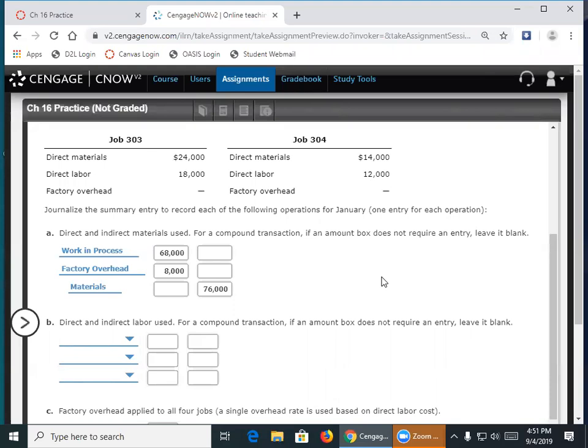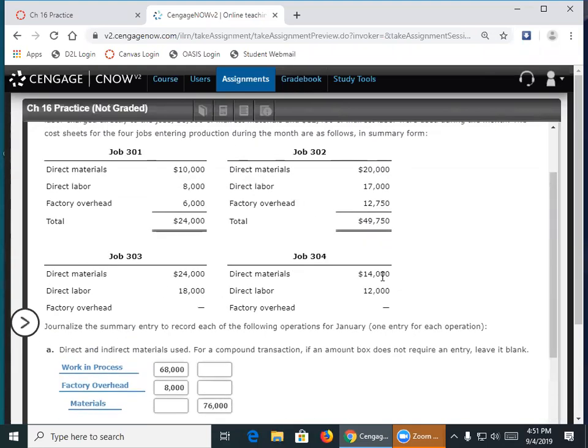And then part B is our second product cost, our labor costs. So they want us to journalize direct and indirect labor used. As you can imagine, it's kind of similar. We would need to add up all the direct labor. Yes, sure would. So I should have all 4 of my jobs with direct labor charges. Very good, 55,000. So all of that direct labor.